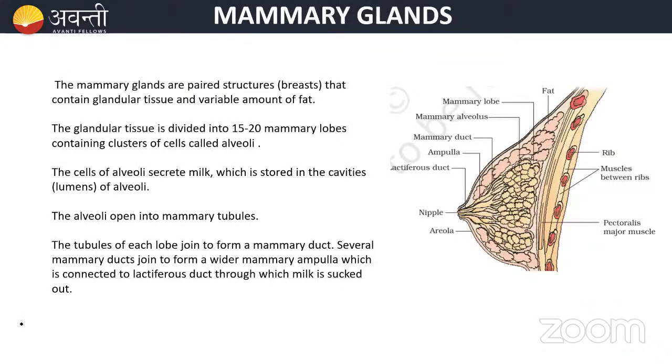Next, we are going to discuss the mammary glands. So mammary glands are a paired structure. They consist of 15 to 20 mammary lobes. And each mammary lobe is filled with alveoli. The cells of the alveoli secrete milk, which is stored in the cavity of the alveoli.